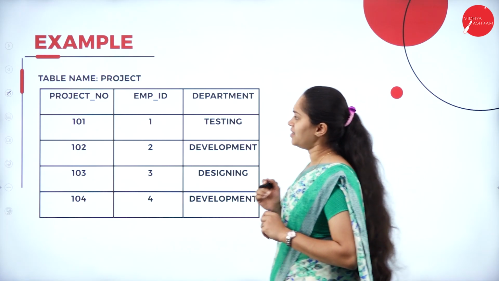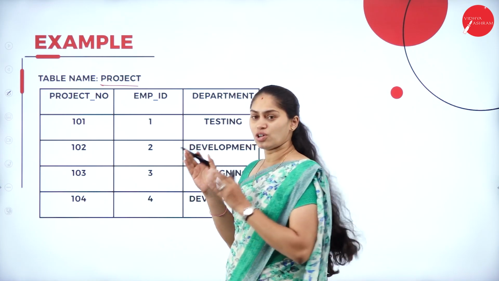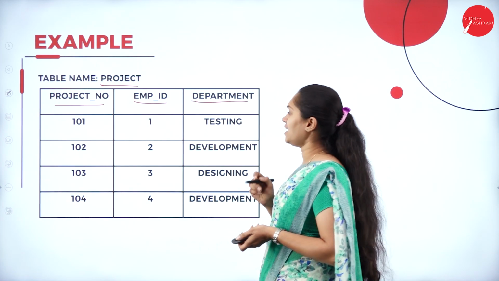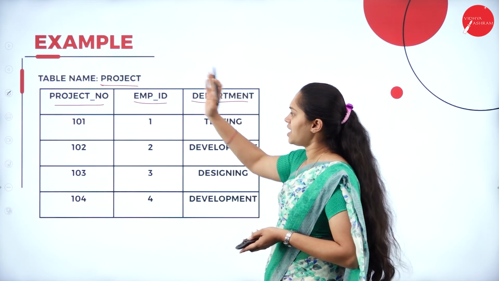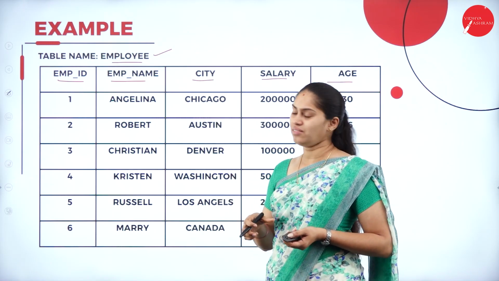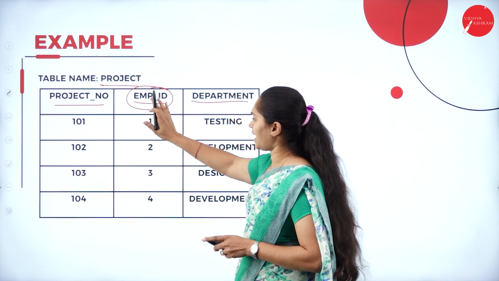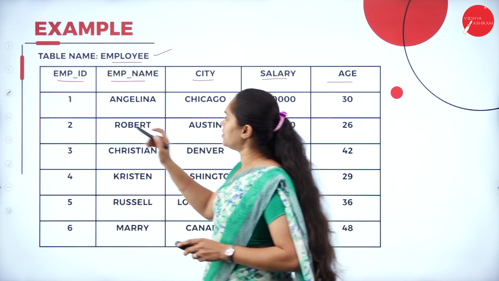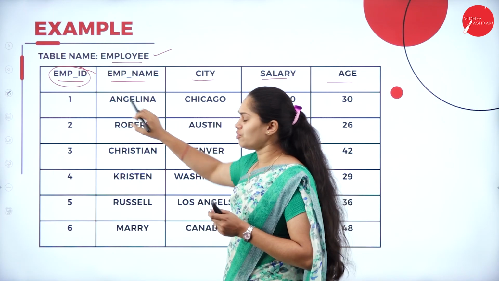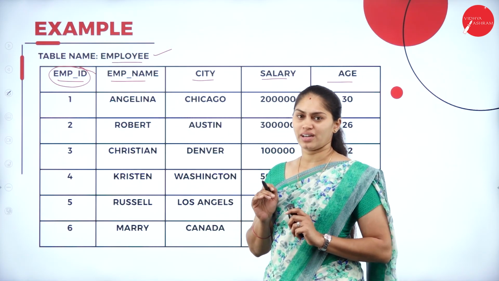I have one more table, and the table name is project here. What does the project table consist of? It has a project number, employee ID and department. If you see the project table and employee table, which is the common column we have? We have a column called employee ID which exists both in the employee table as well as in the project table. So based on this employee ID, we are going to fetch the rows or tuples from one or more tables. For that we require this join.